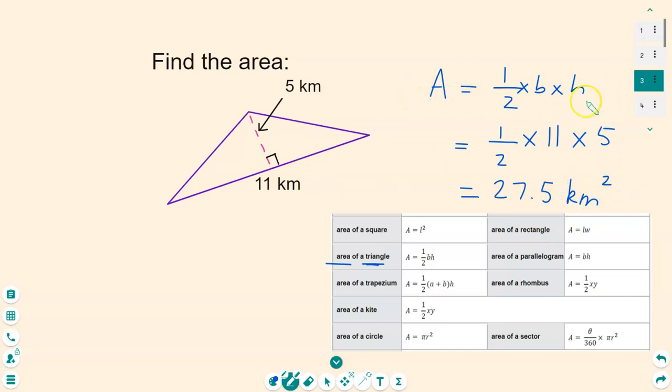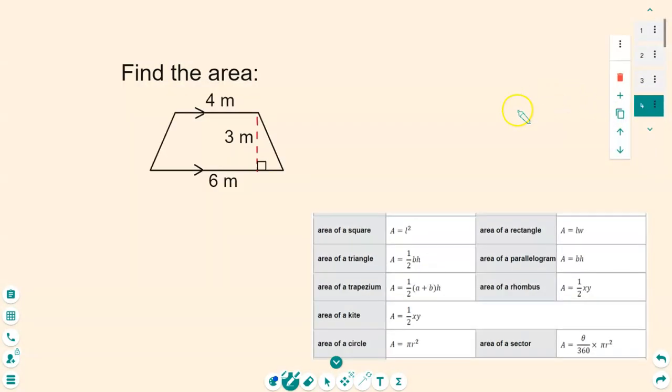So you always write a formula, substitute, calculate. Minimum 3 lines of working for measurement problems. And look at this shape. What shape do you reckon this is? So a lot of people get these guys mixed up. Trapezium, parallelogram, rhombus. They don't really struggle with square, triangle, rectangle. So this one is a trapezium.